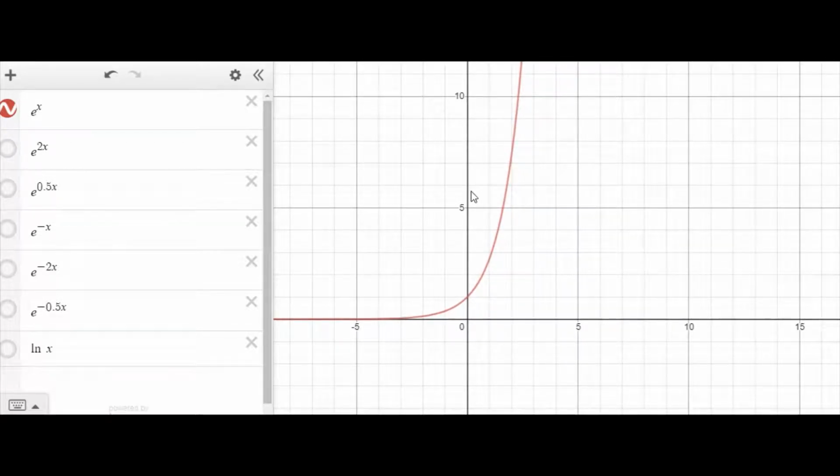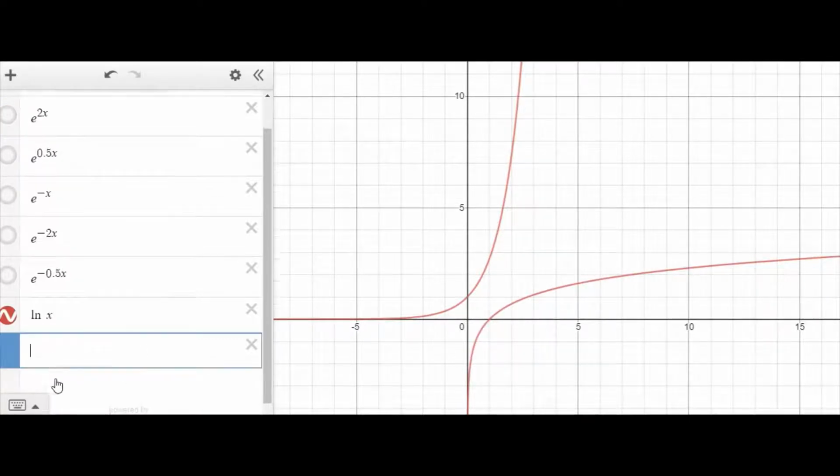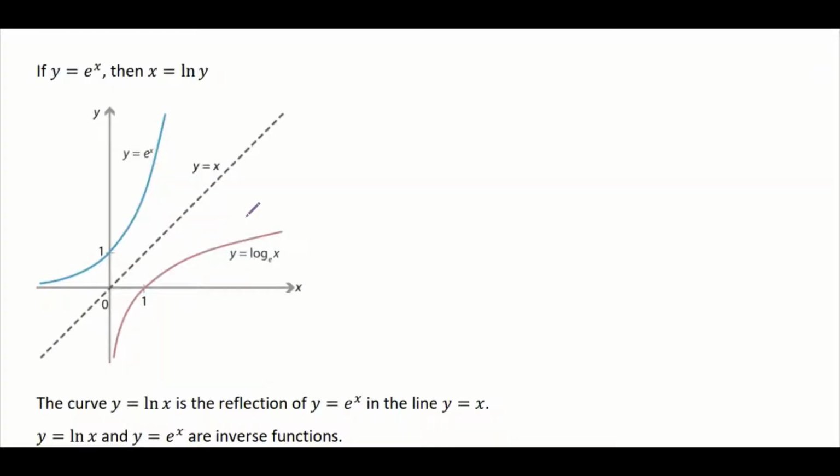So if log base e is the inverse function of e to the power of x, then they should actually reflect in the line of x equals y. So I just put in a line. Okay, so you can see that they are reflections of each other in the line of x equals y. This is the key point from the graph just now.